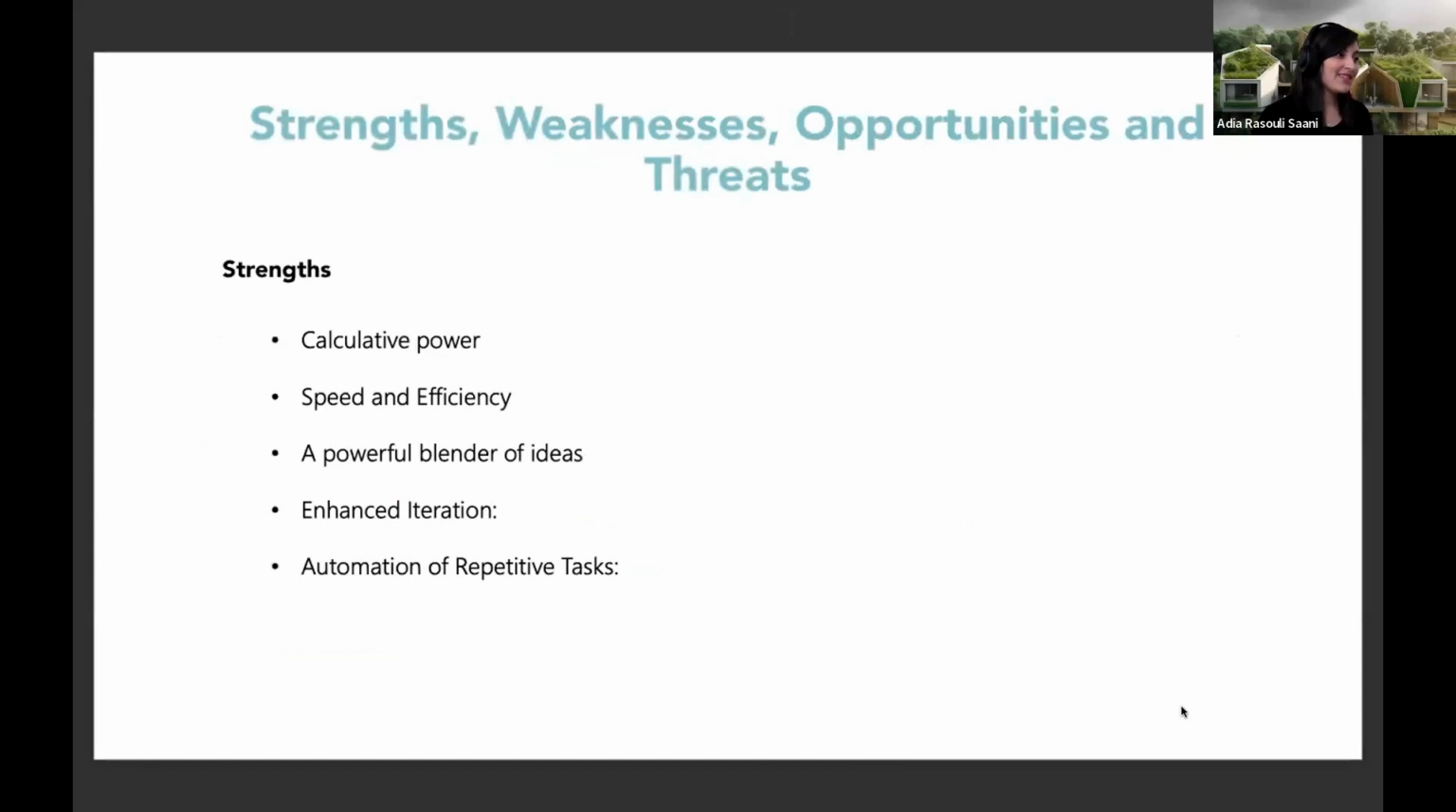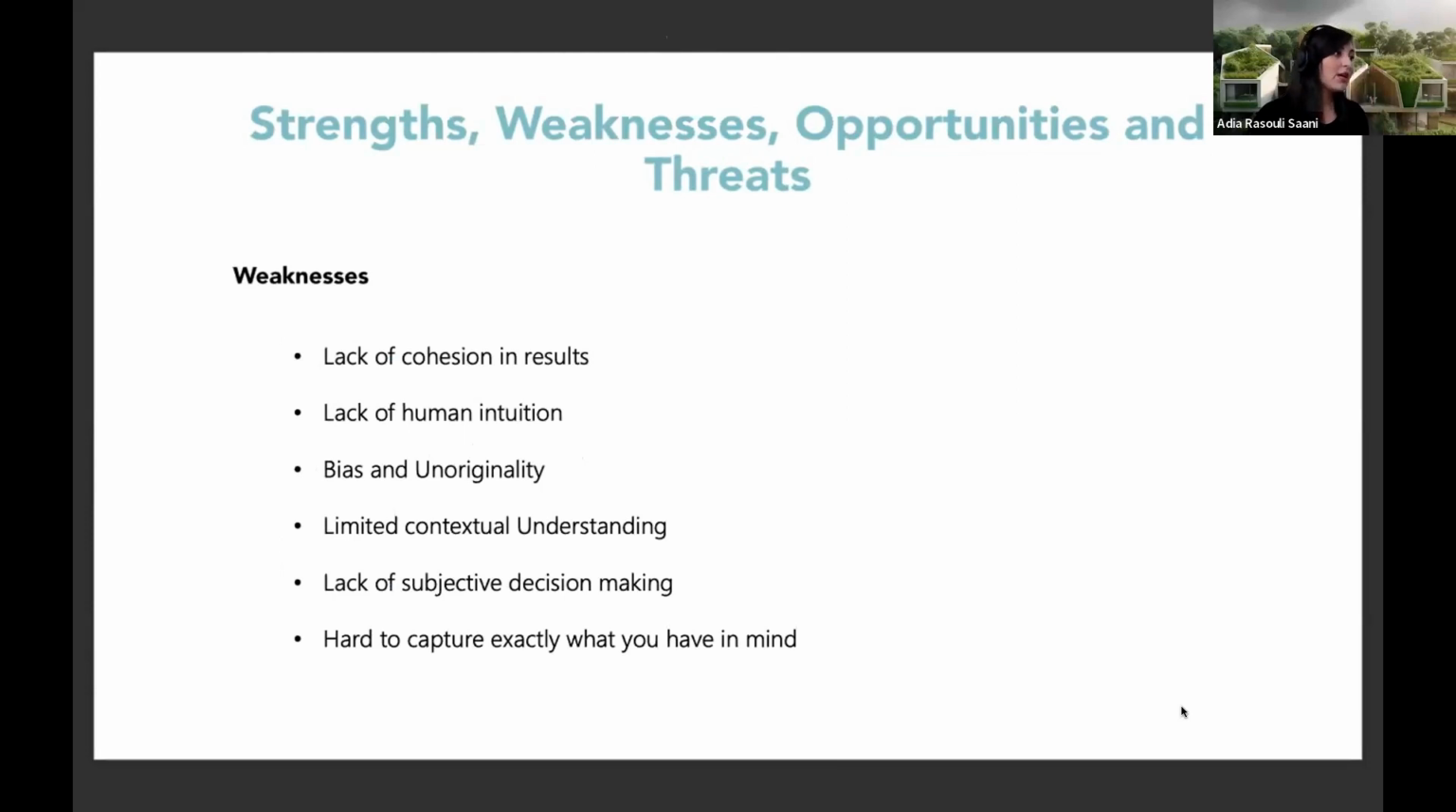So as I just mentioned, these are key strength points of these tools: their calculative power, their speed and efficiency, they're a really powerful blender of ideas, and they enhance the iteration process, and they can automate repetitive tasks. But they also come with a few limitations and weaknesses at this moment. These limitations might be fixed in the future as we see how fast these tools are growing.